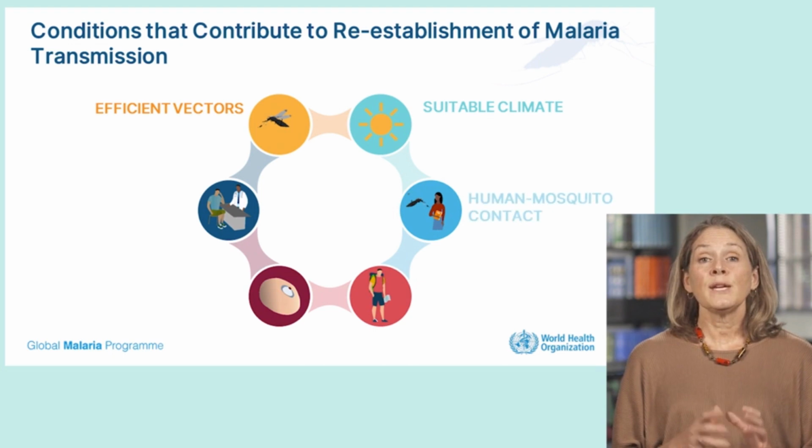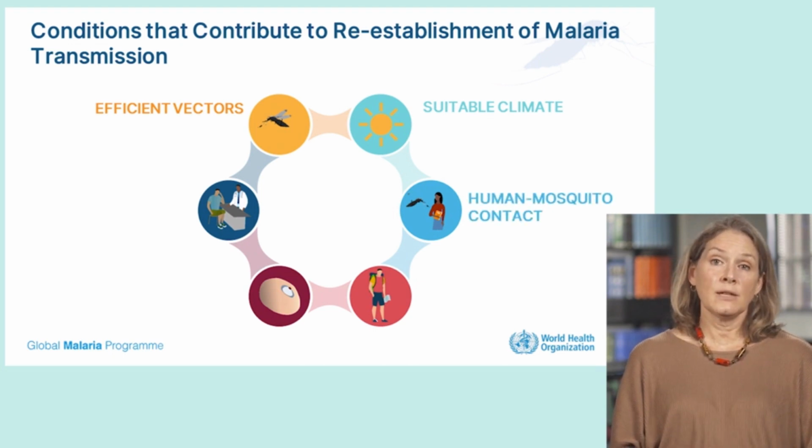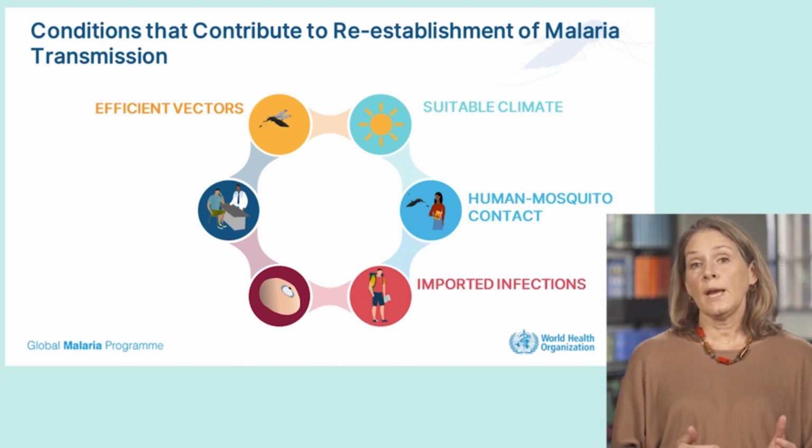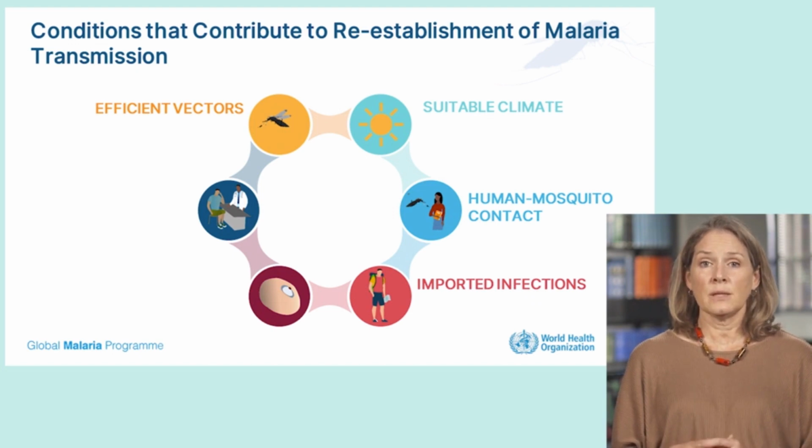There must also be contact between humans and mosquitoes. If there is good vector control and house construction that prevents mosquitoes from entering dwellings, the risk of reestablishment will be much lower. After elimination, the only way for parasites to be reintroduced into the area is through importation, whether in a human or a vector. The risk or rate of importation will be an important factor to consider when estimating the risk of reestablishment.